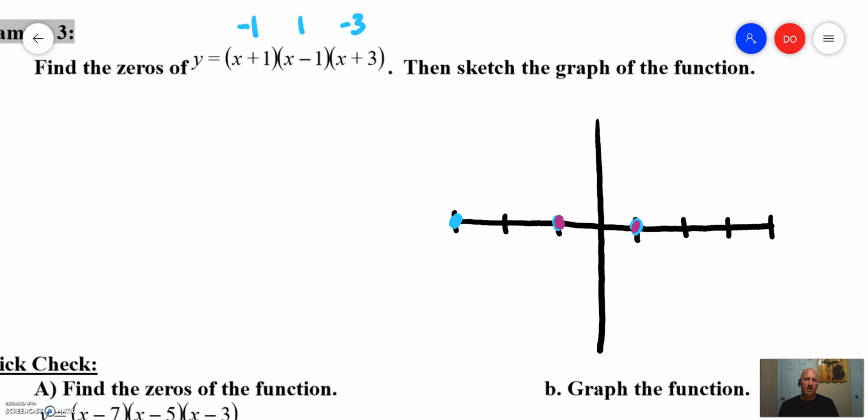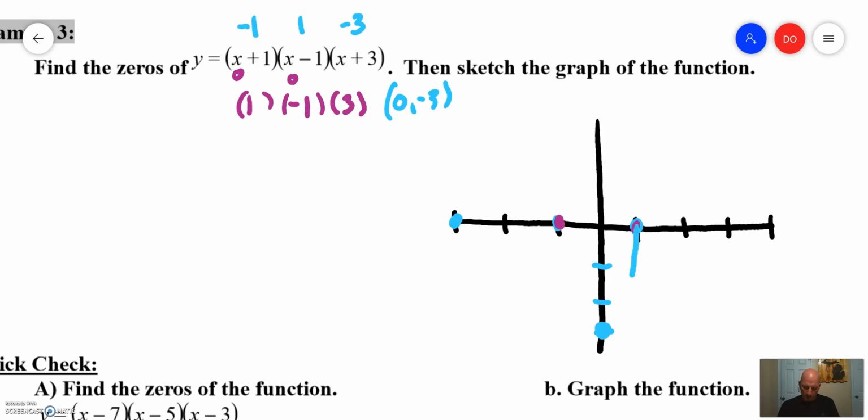So I'm going to plug 0 in for every x. So 0 plus 1 would be 1. 0 minus 1 would be -1. And 0 plus 3 would be 3. Now I'm going to multiply those values. 1 times -1 is -1. -1 times 3 is -3. So when I input 0, I got out -3. So I can graph that point, down 3. Which means now I have some of this graph.